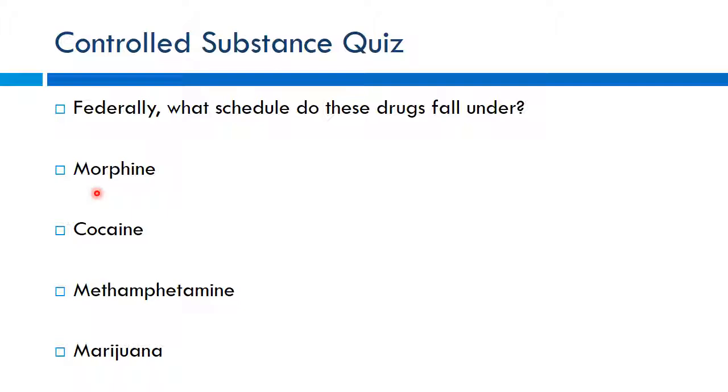So just a real quick quiz. What schedule do you think morphine is? 2, yes, that's 2, so very highly controlled. Cocaine I mentioned is already a 2. How about methamphetamine? It's actually a 1. There are lots of amphetamines that are Schedule 2 that we use for ADHD meds, but methamphetamine itself is actually 1. And marijuana, Schedule 1 still federally. So yes, still federally considered a Schedule 1 substance, a felony to own.